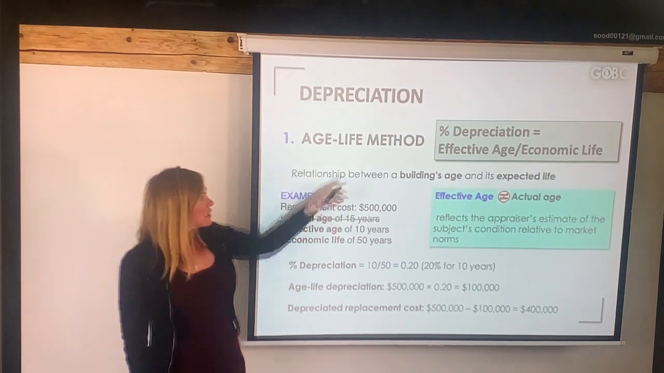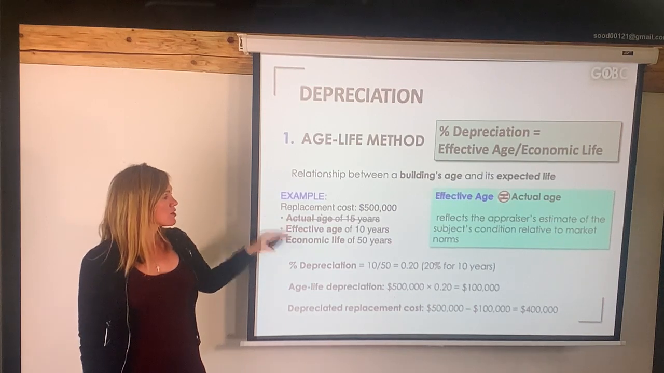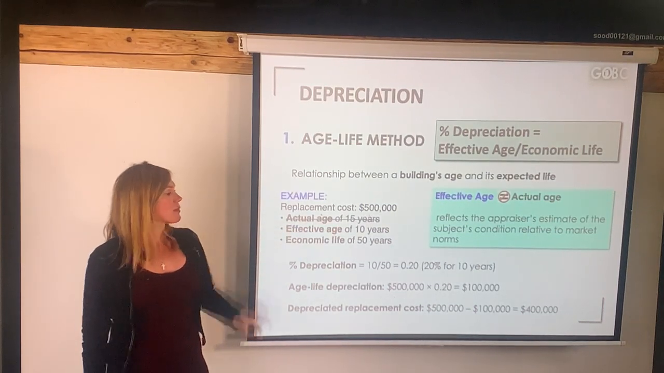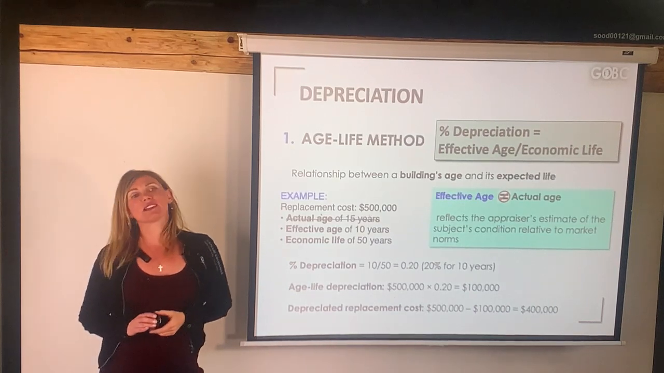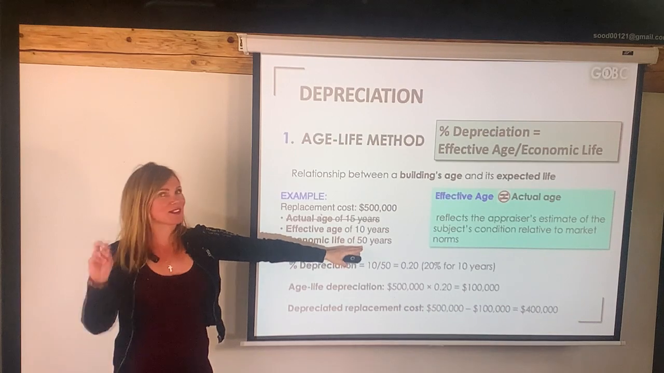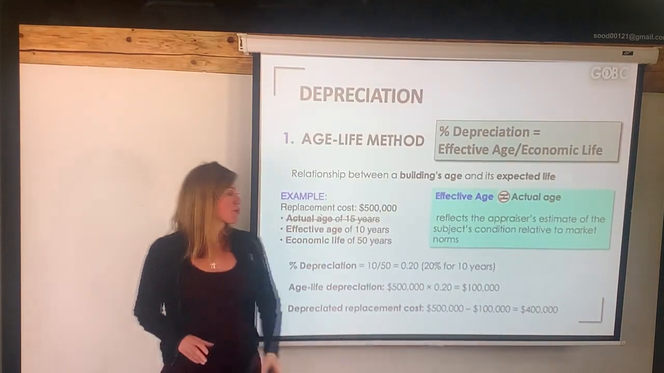So the formula goes like this. You take the effective age, not the actual age. You forget about the actual age in those types of questions. You use the effective age because you've done some things to that building, right? You take 10 years, and then you divide it by the economic life. So what is economic life? It's basically how long they think the building is going to last, right? So the life expectancy of the building is 50, and the effective age is 10. So you take 10 divided by 50, that gives you 20% depreciation, right?